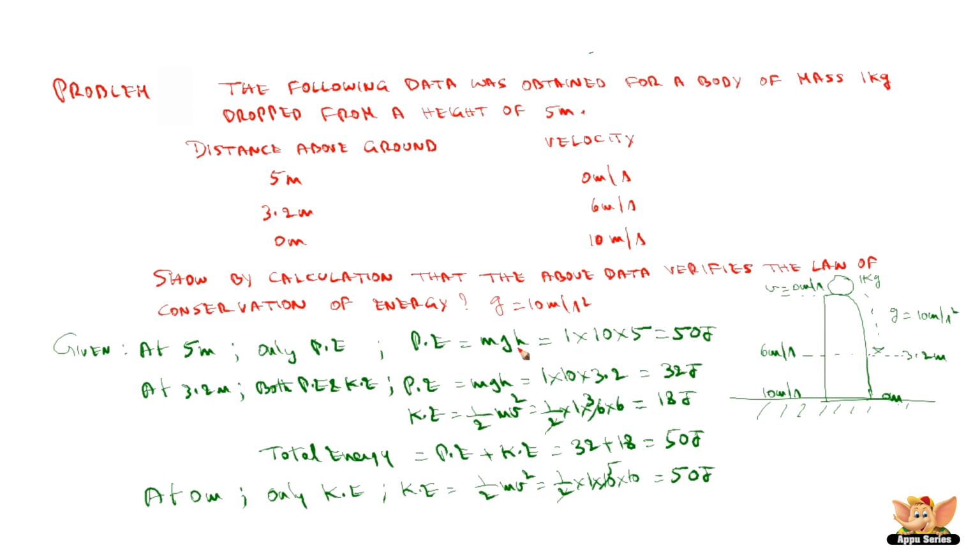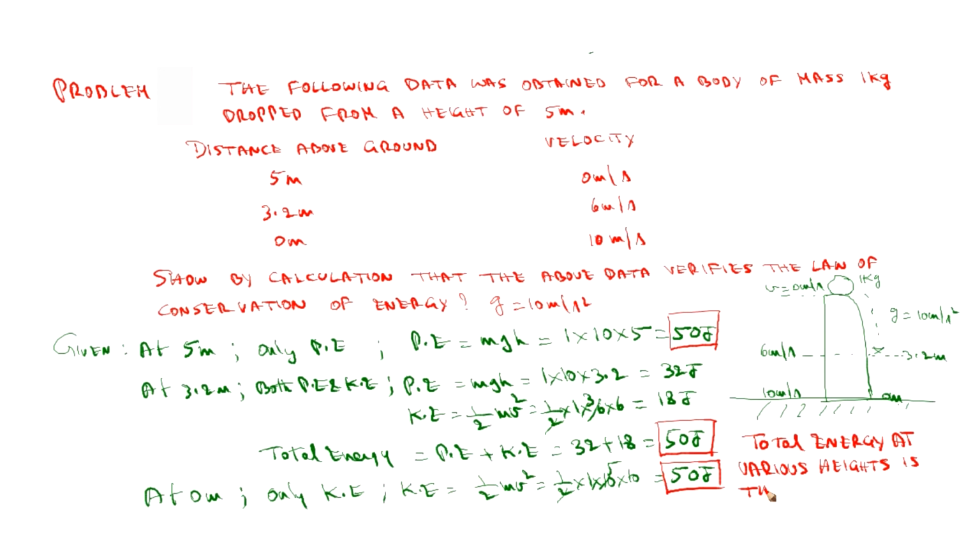Now when we look at 5 meters, the energy is 50 joules. At 3.2 meters, the energy is 50 joules. And at 0 meters also, it is 50 joules. So from these calculations, we say that the total energy at various heights is the same. Hence, the law of conservation of energy is satisfied.